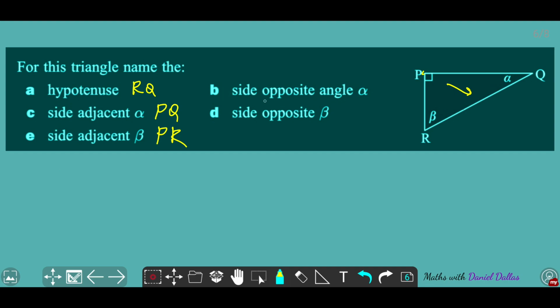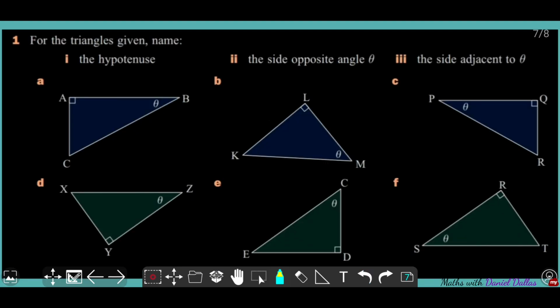So the B question: side opposite angle alpha. Angle alpha is here, and we need to find the opposite side. So that means it's right here. It's PR. And the next one, side opposite to beta, is going to be PQ. Alright, side adjacent to alpha is PQ, opposite to beta is PQ. Fair enough. Okay, so let's move to the next one.